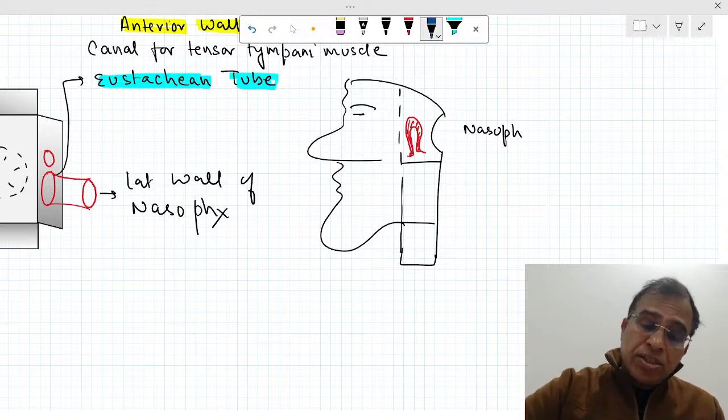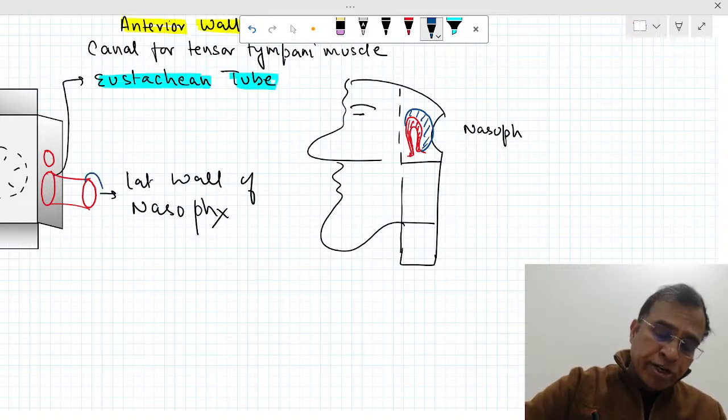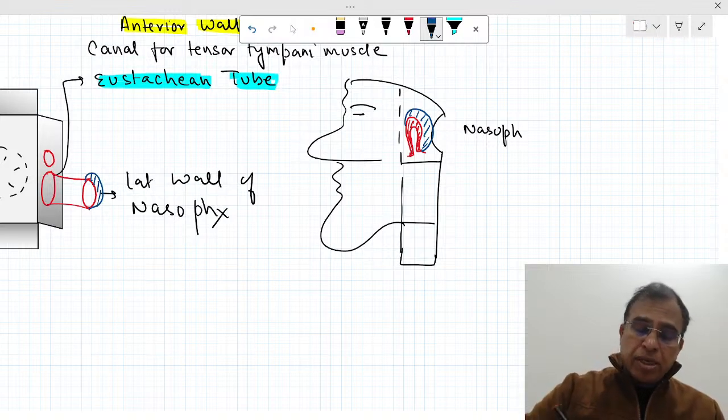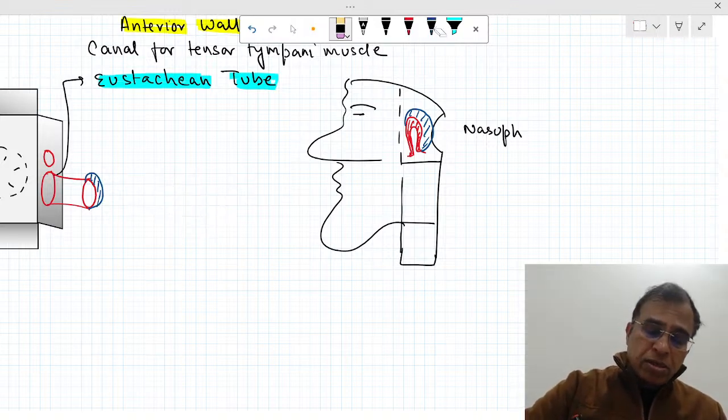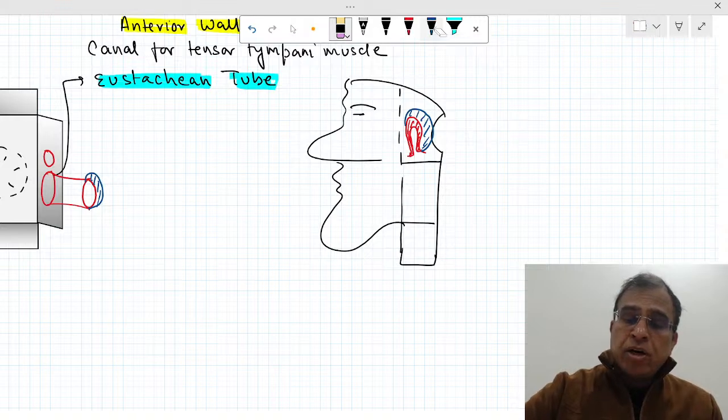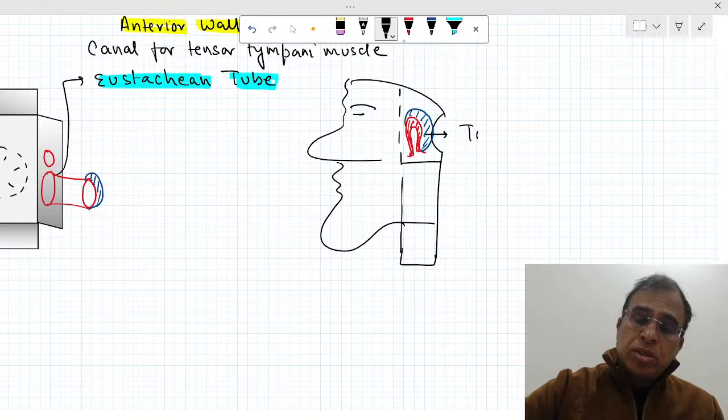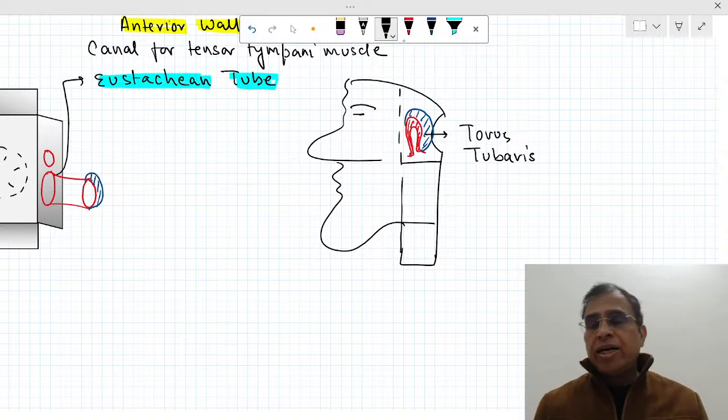Okay, this is how the eustachian tube opening looks like. And there is a bulge around the tube like this. In the nasopharynx, I am drawing here the bulge something like this. Okay, and this bulge in the nasopharynx formed around the eustachian tube has a name. This bulge is called torus tubaris. Torus is anything which is bulging, and tubaris is from the tube you get.